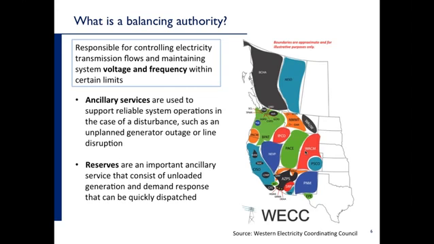To help maintain the balance of the system, some areas have what we call ancillary services. These may be provided by a market or they may be provided in another fashion. But these are services that can help the grid remain in balance.